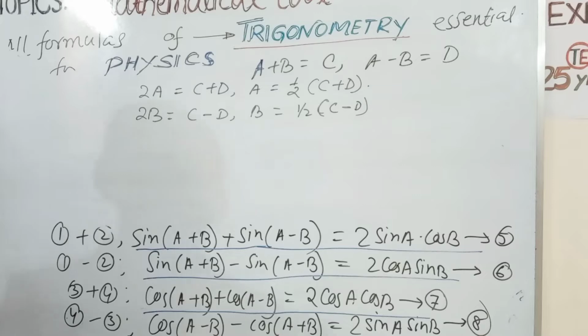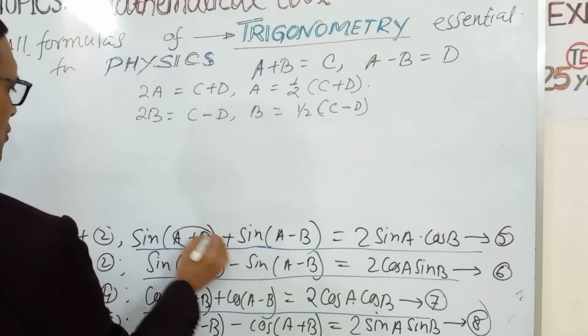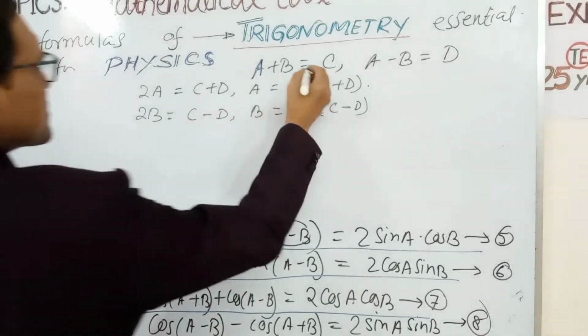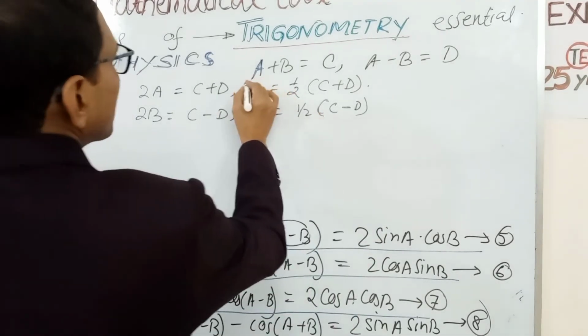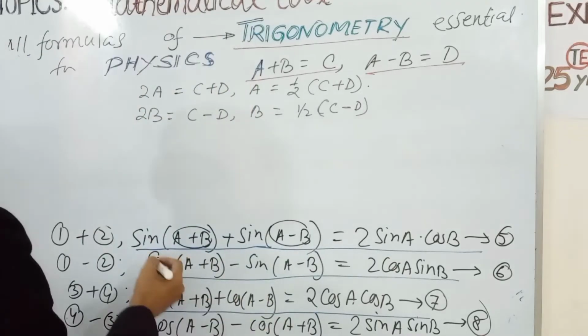Now next, if we put a plus b equals c and a minus b equals d, what comes?